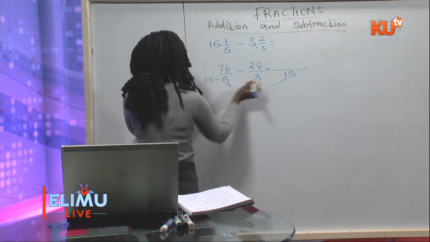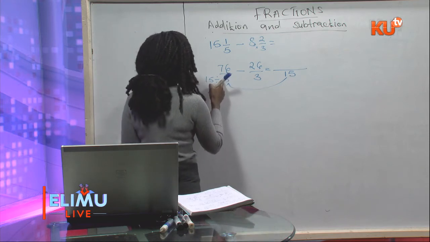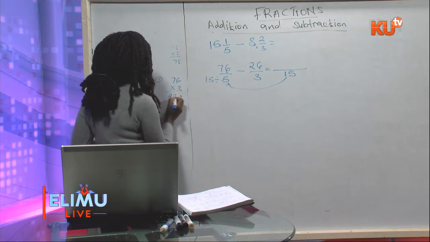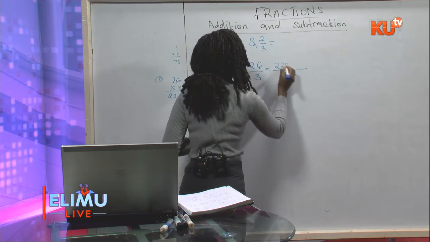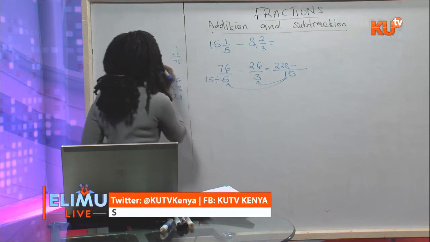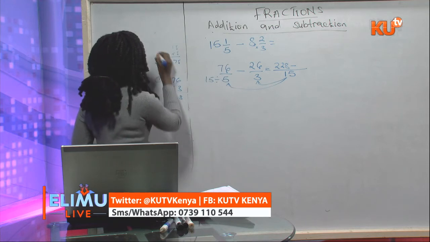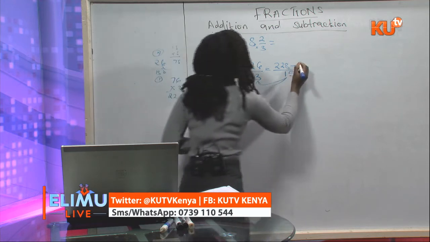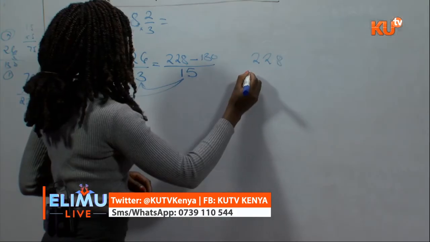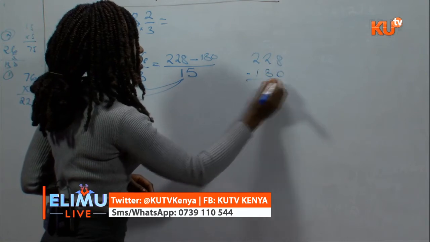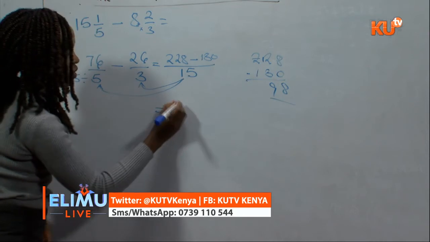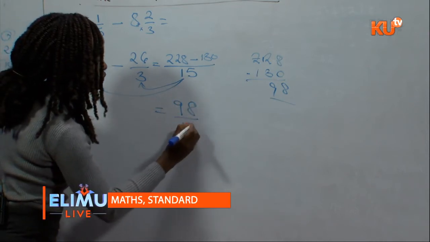15 divided by 5 is 3. 76 times 3, 18 carry 1. This is 21, 22. 228 minus, 15 divided by 3 is 5. 26 times 5, 130. So 228 minus 130. So we get 98 over 15.